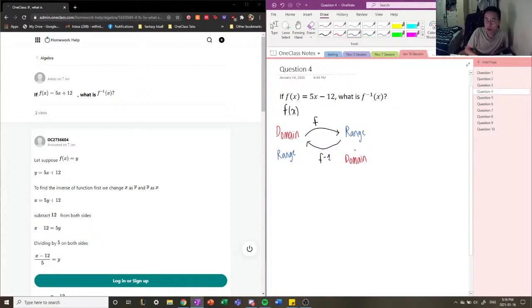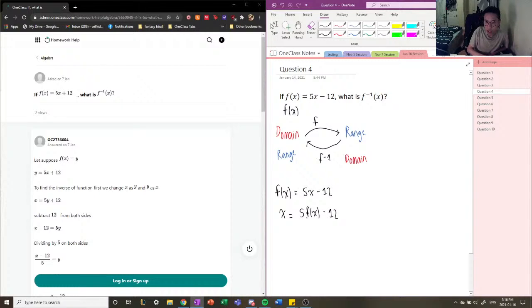And the main method of finding the inverse of a function is as such. Basically, we're going to first state our original function, and we're going to swap our variable x, or our independent variable, for our dependent variable. So first we're going to do this: x equals 5 f of x minus 12.